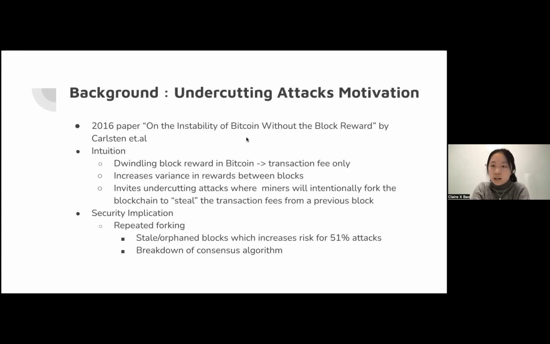go from here. So to start off with a bit of background, undercutting attacks were a mining-related attack first proposed in a 2016 paper called On the Instability of Bitcoin Without the Block Reward. And the intuition behind this is essentially that block rewards, which is a certain reward that is given to miners for building a block, is rapidly dwindling and eventually will disappear. And what this means is that a miner's revenue will be solely based on the transaction fees, on the transactions and the fees that they can actually include in their block.